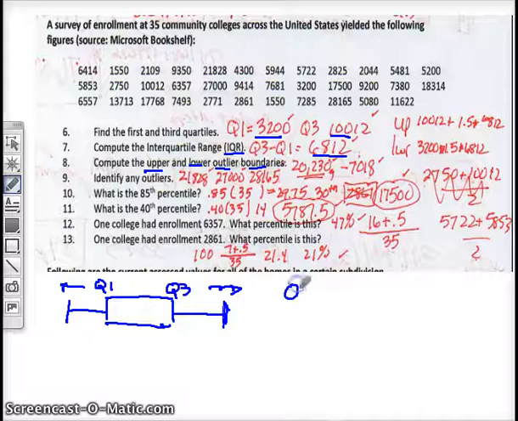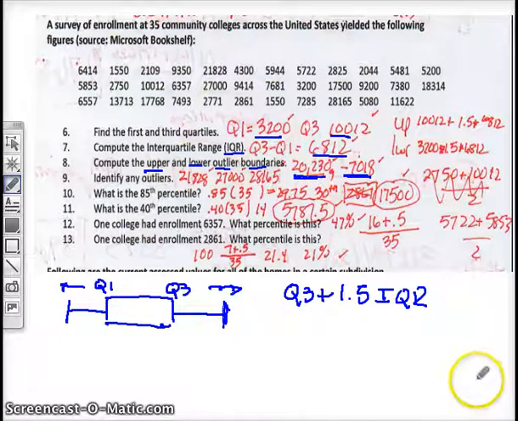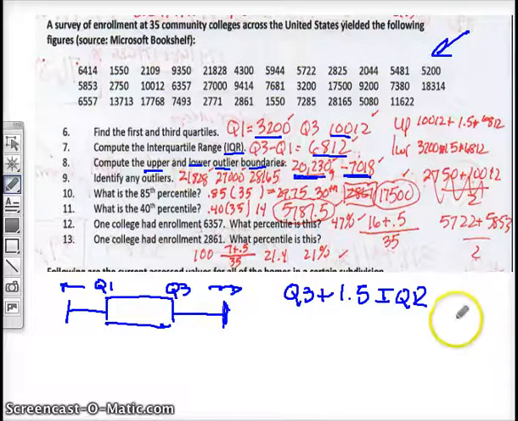The way to do that is Q3 plus 1.5 times the interquartile range. If you plug those numbers in, you'll get the following numbers. The upper boundary will be 20,000, the lower boundary negative 7,000. Now that doesn't even make sense because all of these numbers are about community college enrollment and you can't have a negative enrollment.